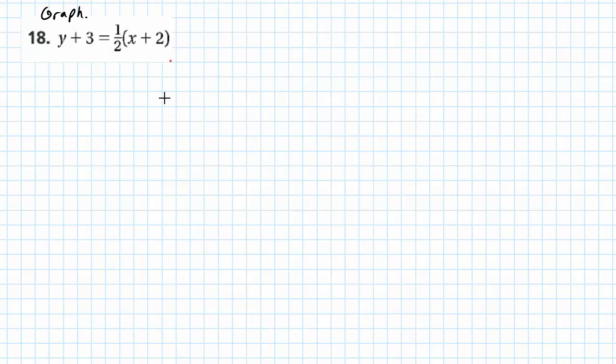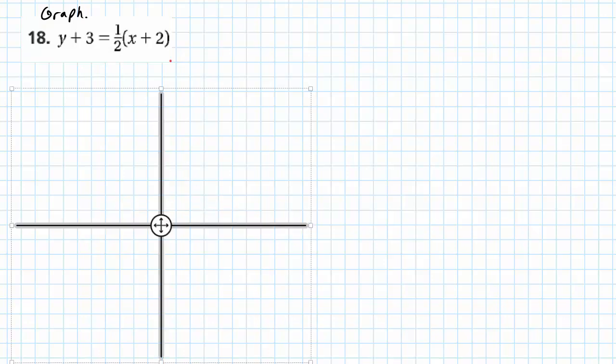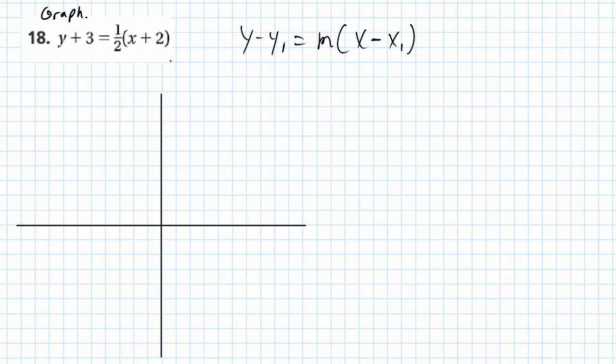For number 18, the equation is in point slope form. So I'm going to write point slope form here, and I'm going to plot the point, which is actually not 2 comma 3, it's negative 2 comma negative 3 because of the negatives that are preloaded into point slope formula. So I'm going to plot that point right there.